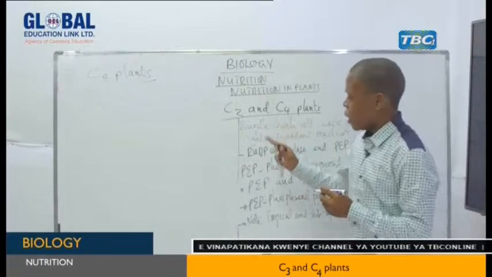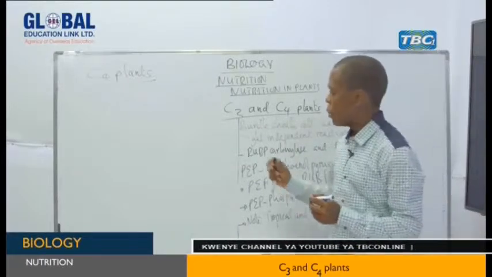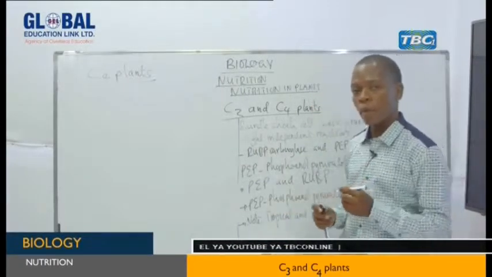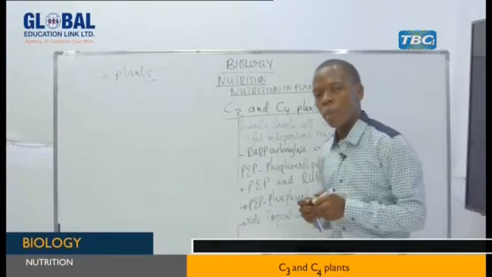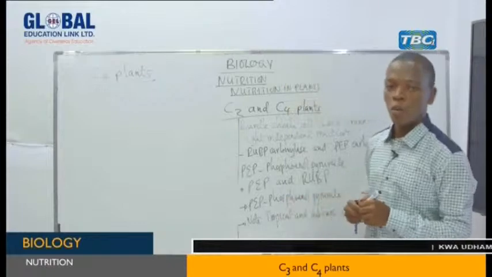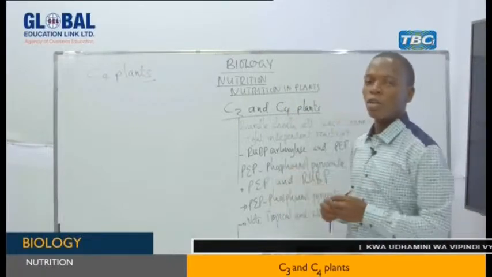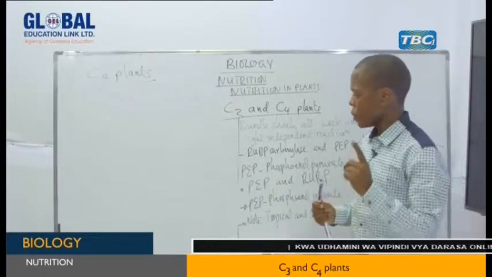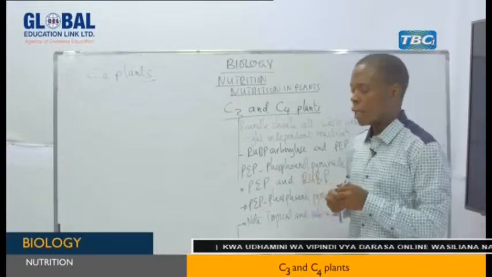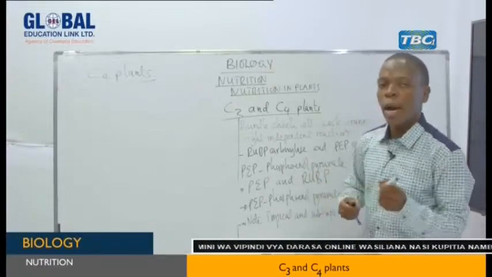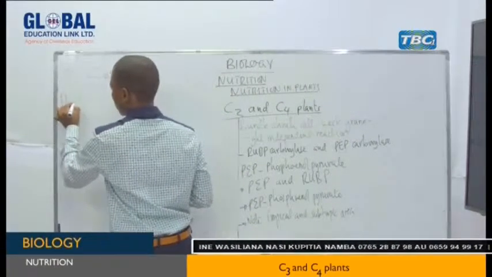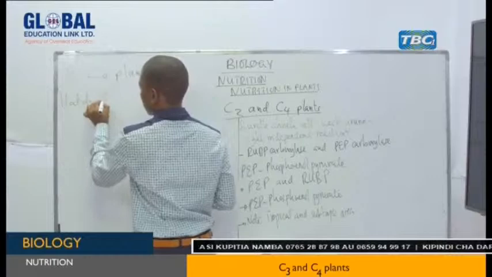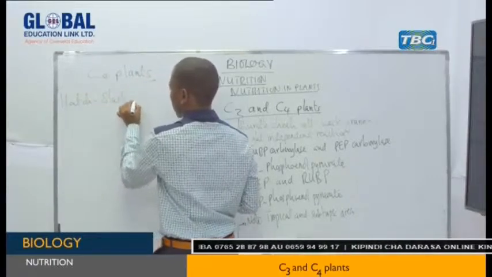Therefore, in mesophyll cells we have PEP carboxylase, but also we have PEP. In the bundle sheath we have RuBP carboxylase, and also we have RuBP as the carbon dioxide acceptor. Okay, the C4 pathway, as we have said, we also call the Hatch-Slack pathway.